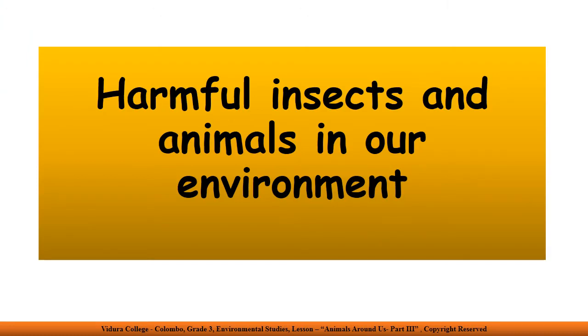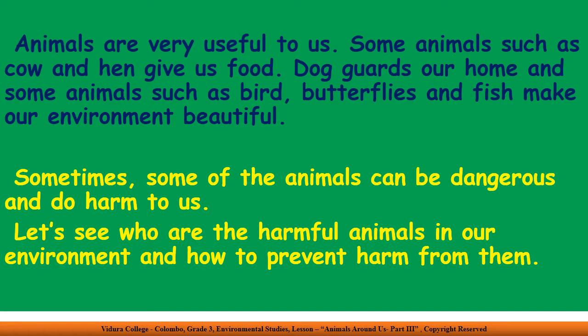Hi children, in this lesson we are going to learn about harmful insects and animals in our environment. Animals are very useful to us. Some animals such as cow and hen give us food. Dog guards our home, and some animals such as bird, butterflies and fish make our environment beautiful.